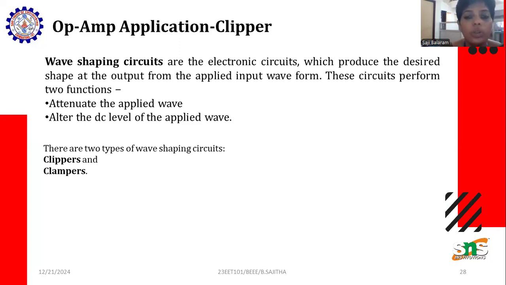Generally, wave shaping circuits are classified into two types. One is the clipper and the other one is the clamper. In this series, we will discuss only the clippers, and the clampers will be discussed in an upcoming session.